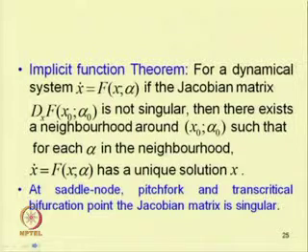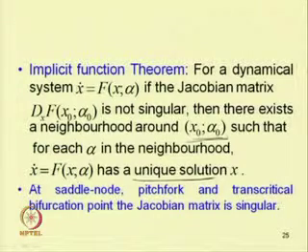For the fixed point response, first we should know the implicit function theorem, which is used for making this continuation. For a dynamical system x dot equal to f(x, alpha), if the Jacobian matrix d_x f is not singular, then there exists a neighborhood around (x0, alpha0) such that for each alpha in the neighborhood we can have a unique solution. That means if in the neighborhood of the initial point the Jacobian matrix is not singular, then we have a unique solution.